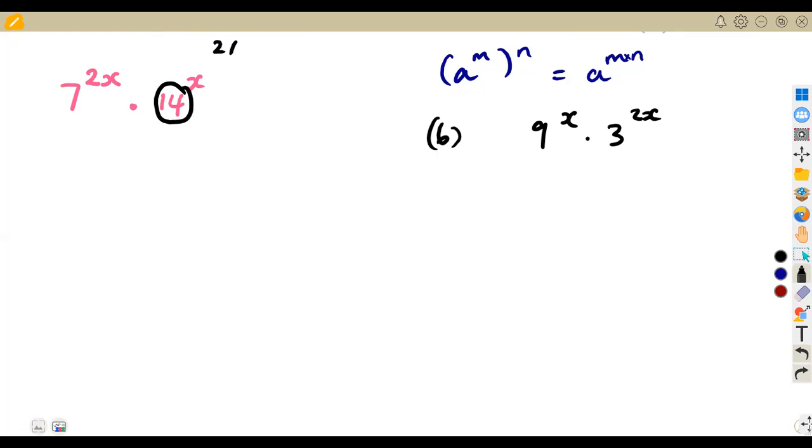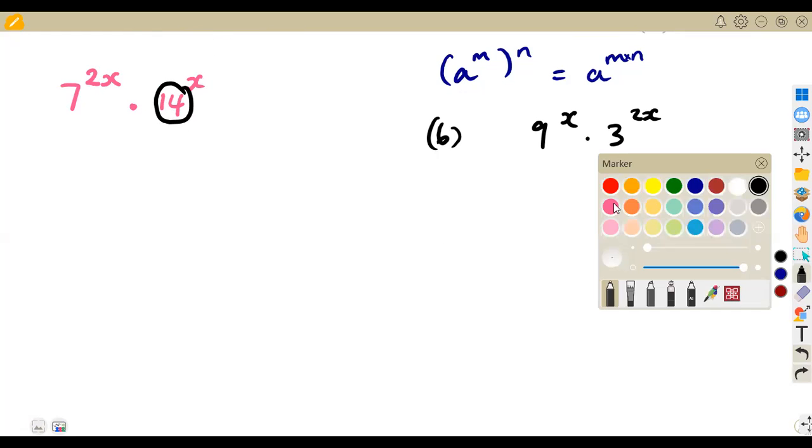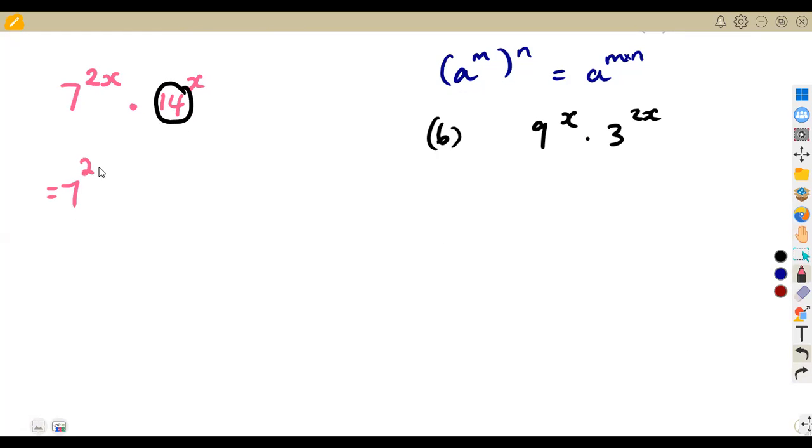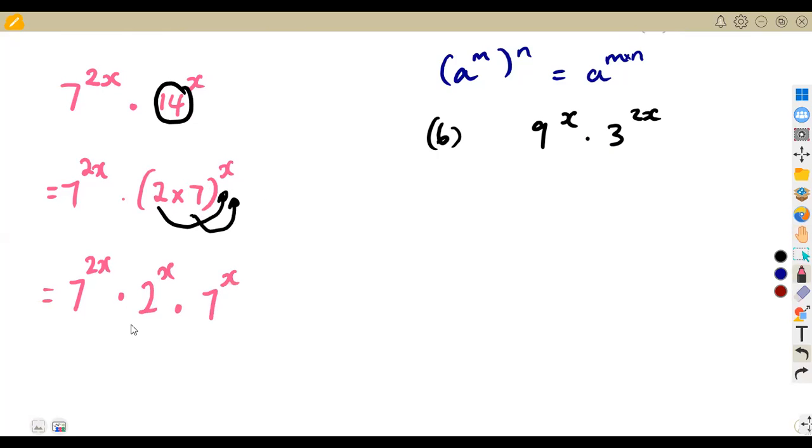Okay, if it was like that, then at least I can think of expanding my question further. 7 to the exponent of 2x times 14, which we said is 2 times 7, so it's going to be 2 times 7, everything raised to the exponent of x. Then I'm going 7 to the exponent of 2x multiplied to everything here now is going to be raised to the exponent of what? Of x. So we are going to see 2 to the exponent of x multiplied to 7 also to the exponent of x, like that.